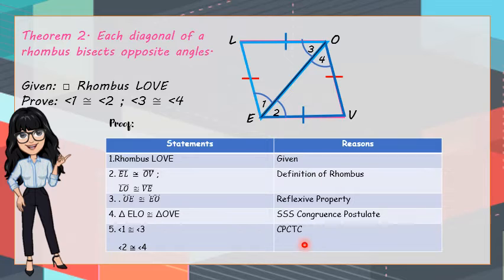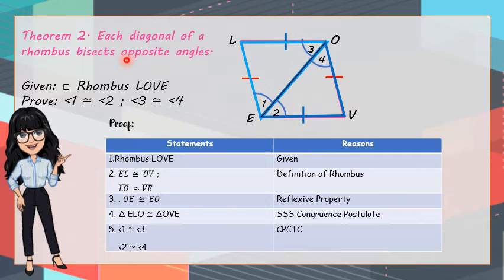And by CPCTC, corresponding parts of congruent triangles are congruent. So we say angle 1 is congruent to angle 2, and angle 3 is congruent to angle 4. Angle 1 corresponds to angle 2, angle 3 corresponds to angle 4. So therefore, angle 1 and angle 2, these are actually our two angles. So we have here angle LEV and angle LOV.